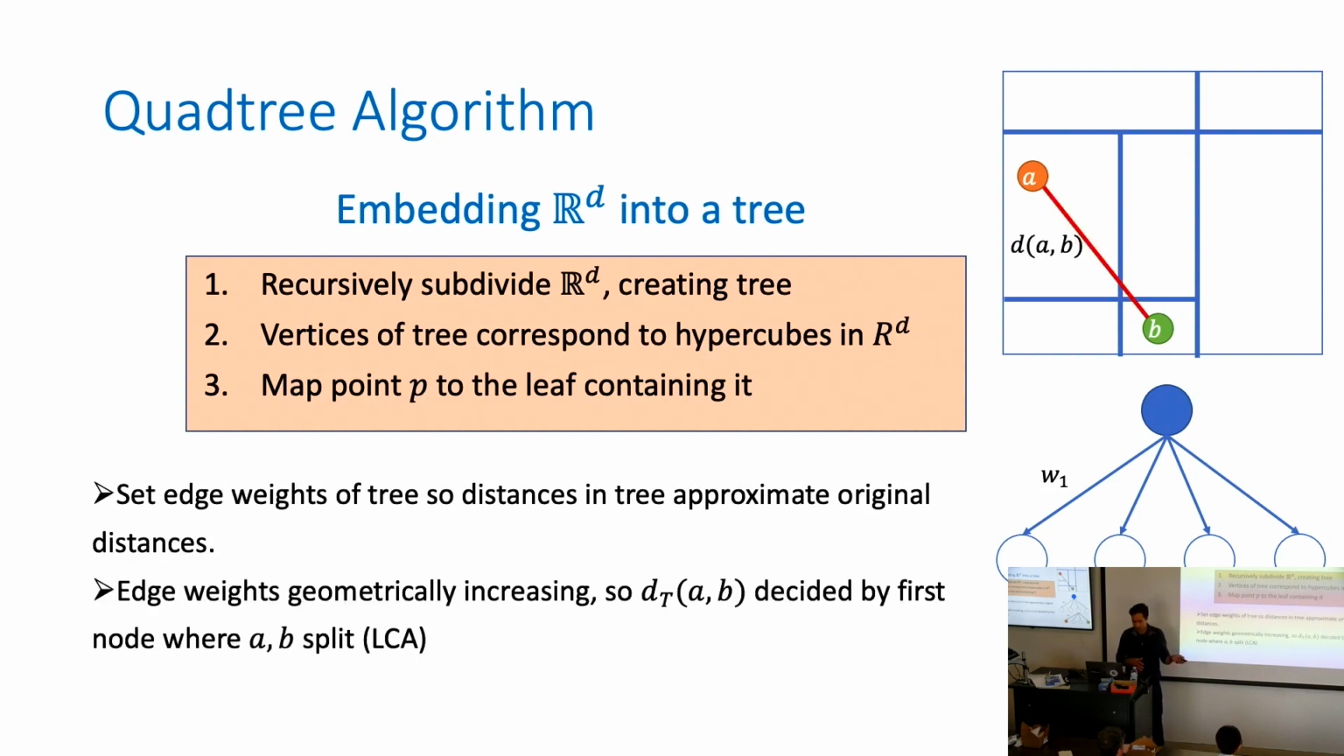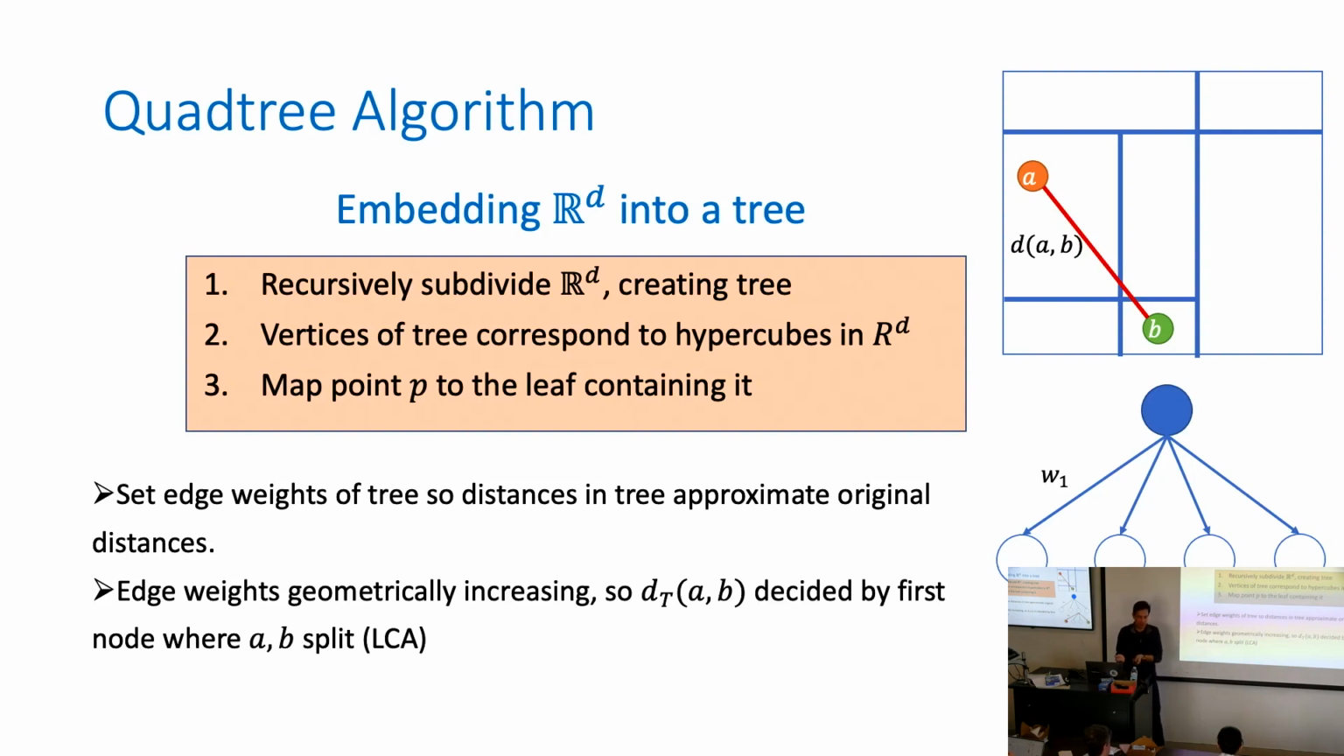And so now I have a way of creating a recursion tree by recursively dividing space, and I'm going to define edge weights of this recursion tree such that I have the hopeful property that the distances in the tree correspond roughly to distances in the original space. That's my goal. And it's going to be an HST, a hierarchically well-separated tree, which means that the edge weights are going to be geometrically increasing as you go up the tree, or decreasing as you go down the tree.